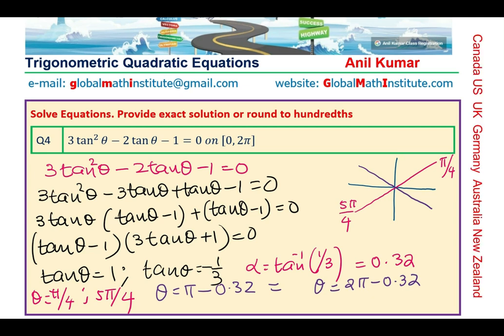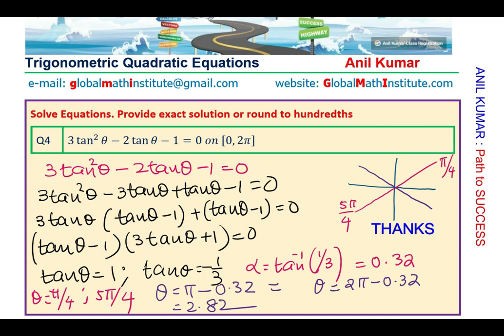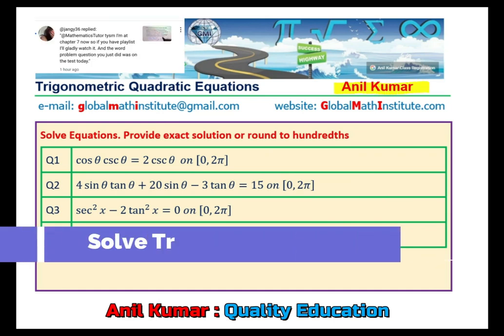So pi minus 0.32 is equal to 2.82, and 2 pi minus 0.32 is equal to 5.96. So I hope you have understood how we calculate the angles from the related acute angle and round it to two decimal places. Now, let us take up another set of questions to master these strategies.